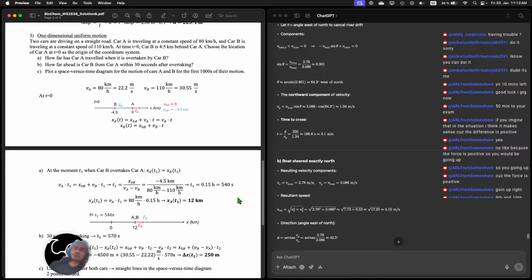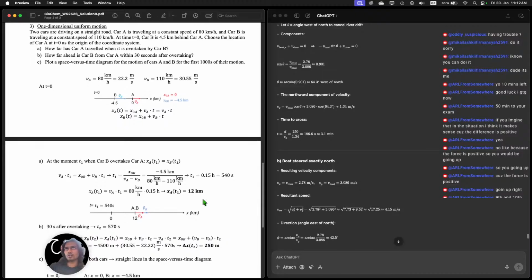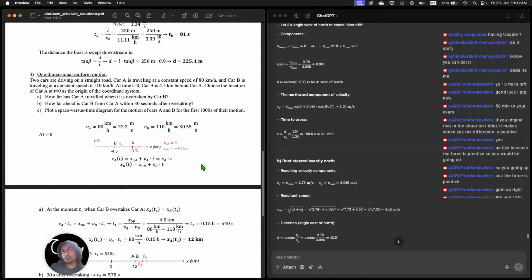So after calculating T1, XA(T1) equals VA times T1. XA, I believe, is the distance traveled by car A, 12 kilometers. So after 12 kilometers, they're going to be at the same position. 12 kilometers, that's long, considering one is 80 and the other is 110.